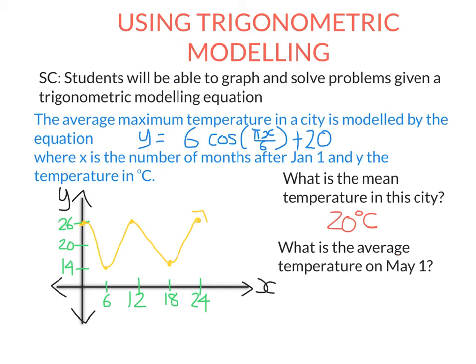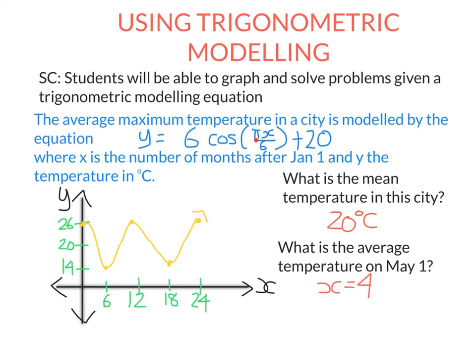So now we look at what is the average temperature on May 1. We're looking at how many months after January 1 this is. When x equals 1 month later, that's February 1. 2 months later is March 1. 3 months later is April 1. And 4 months later is May 1. So May 1 means 4 months later, x equals 4.